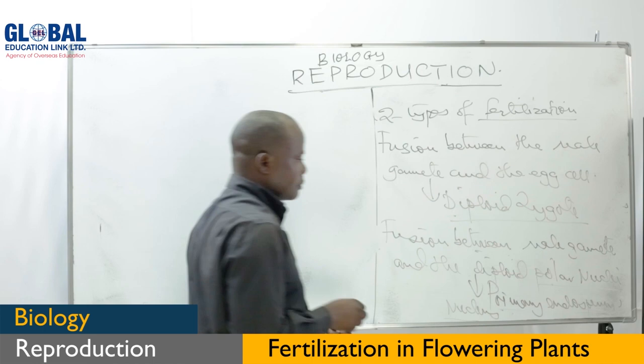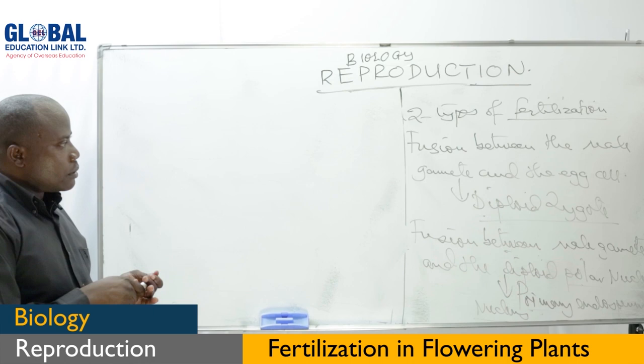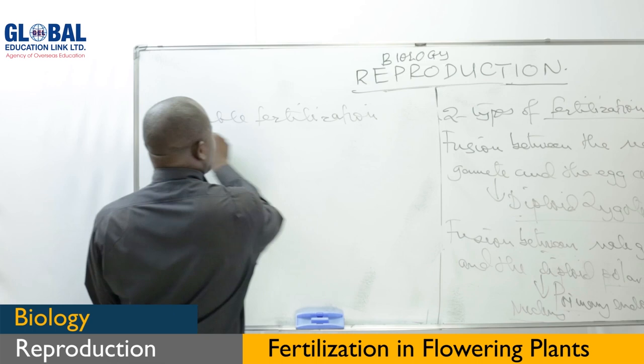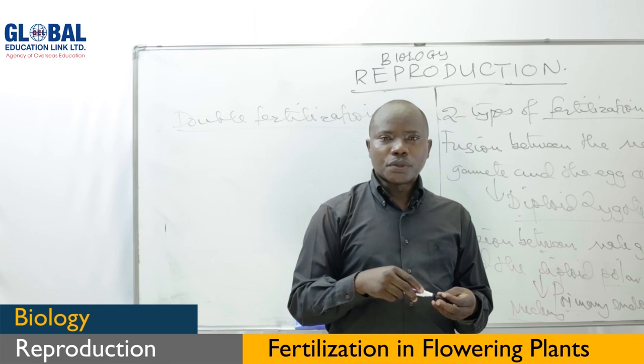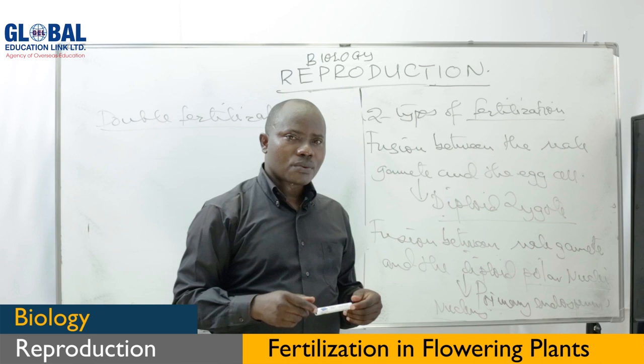The phenomenon in which two sets of fertilization occur in the same embryo sac refers to double fertilization. By so doing, you will have responded correctly to this question, which requires you to describe different events leading to double fertilization. Let us now see the next question.